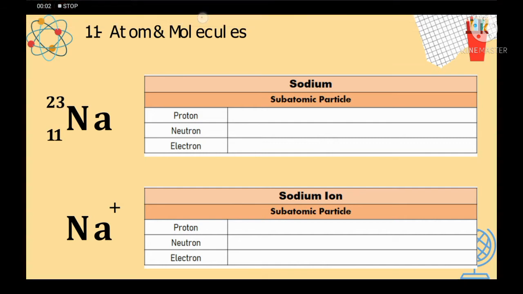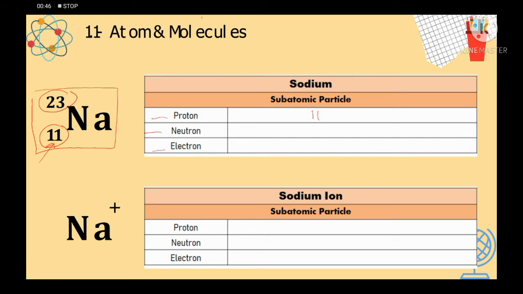Now we go for an example. For example, we have the isotopic notation for sodium. If you look at this isotopic notation, it has 23 nucleon and 11 proton. If they ask you to identify the subatomic particles, you should remember that nucleon is not a subatomic particle. Subatomic particles are only proton, neutron, and electron. For this case, the number of proton refers to this value, which is 11.